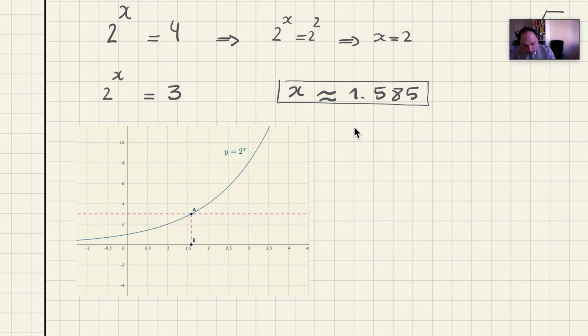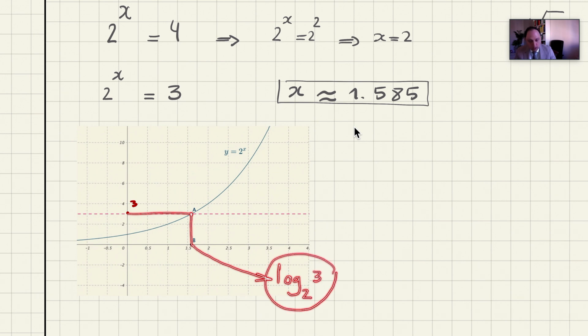So this point here was 3, and what I did, I drew this line until this intersection point and then went back. There is a number here. This number is called the logarithm. The logarithm of 3 in base 2. You see, now I'm convinced. Be careful. The situation is exactly like a square root of 2.